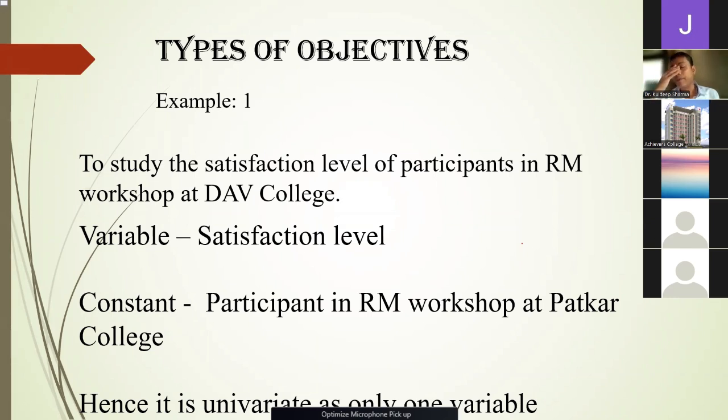For example, suppose there are 5 participants who have attended the workshop in DAV College, Patkar College, and Achiever College also. Similar type of program. The structure was same, the speaker was same, the Zoom platform was same, the timing was same. Still, the satisfaction level varies. And therefore, participant in RM workshop is always considered a constant variable, whereas satisfaction level is a variable. So which type of variable is it?